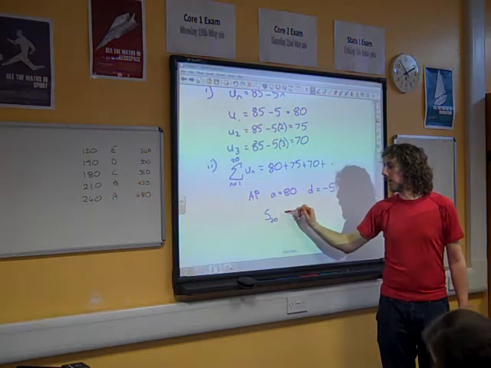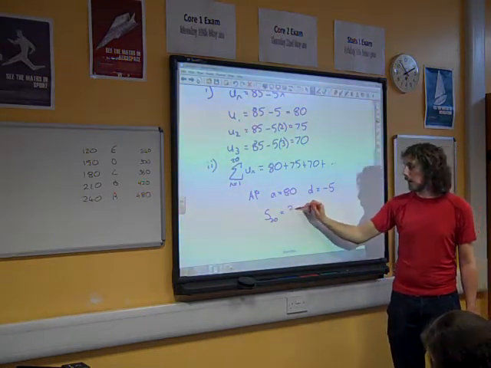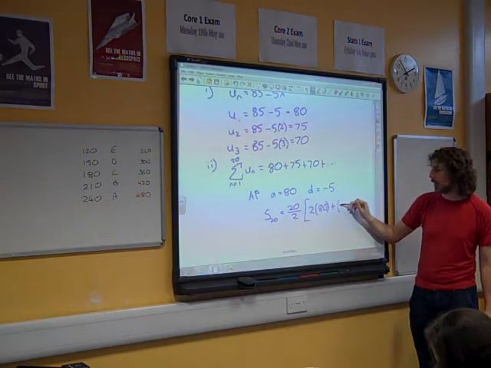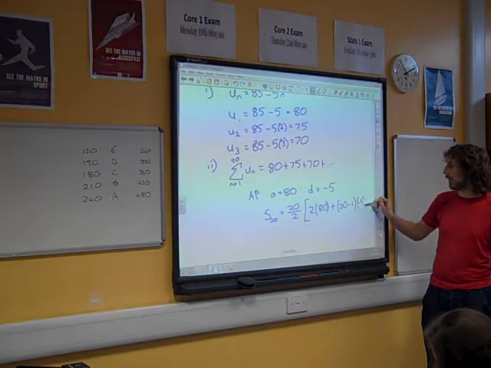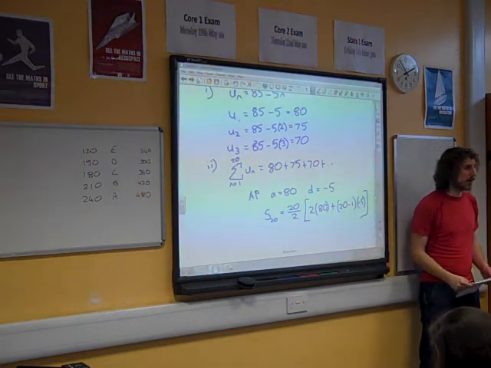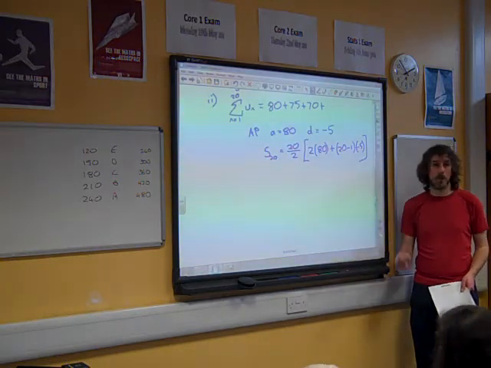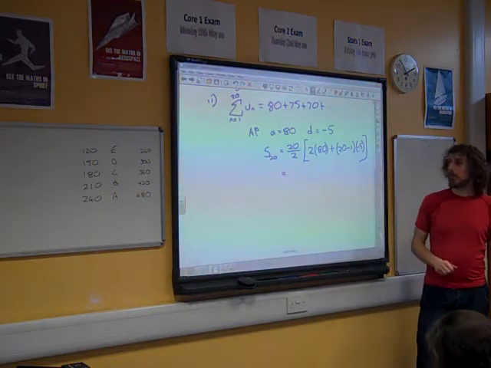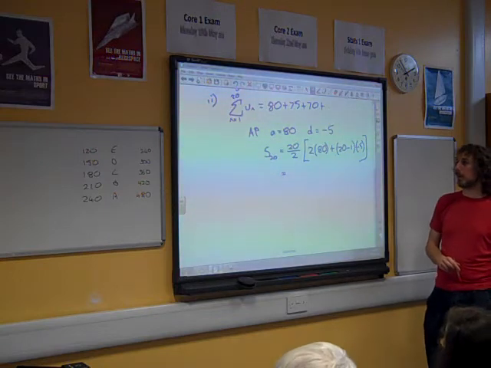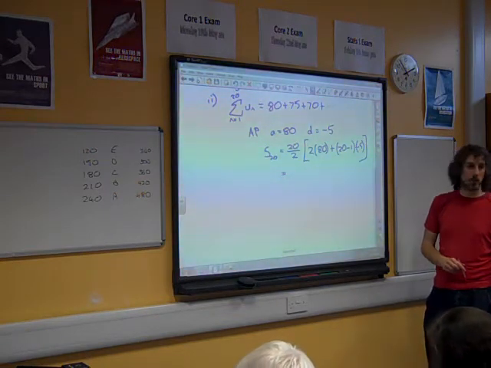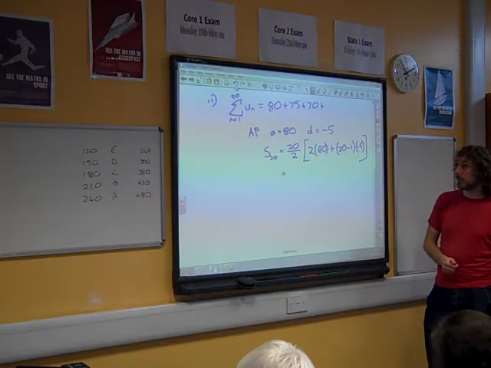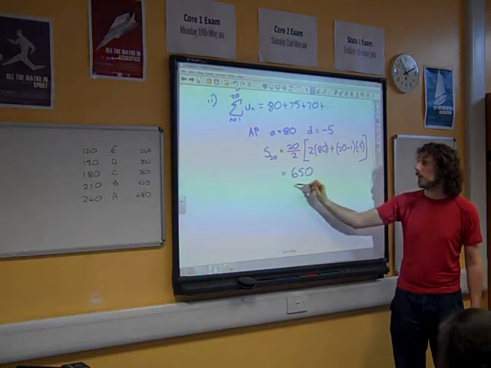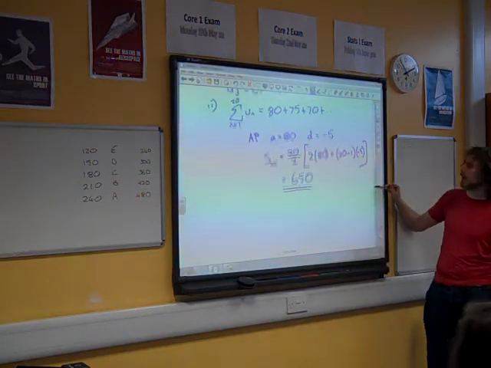So S20 from the formula sheet is n over 2, 2a plus n minus 1 times d. And we'll write out really, really carefully and deliberately, put in the numbers into the formula, and then work that out. Watch this, that's 160, take away 95, so 65 times 10 would be 650, wouldn't it? And there we go, for 3 marks was that, to get our value.